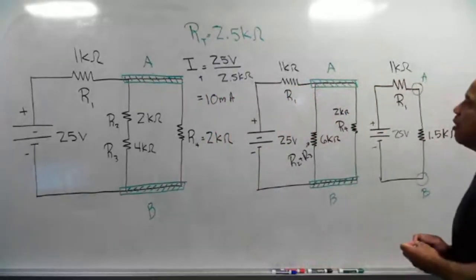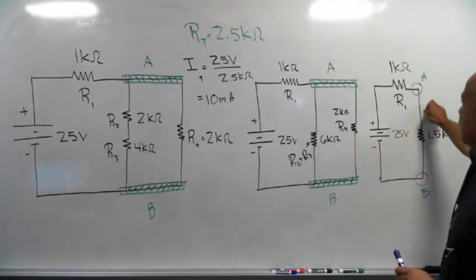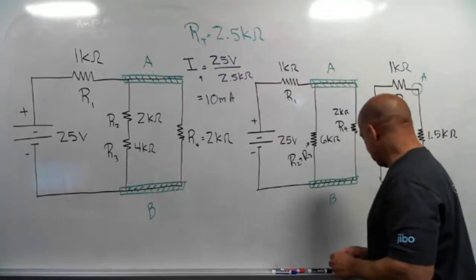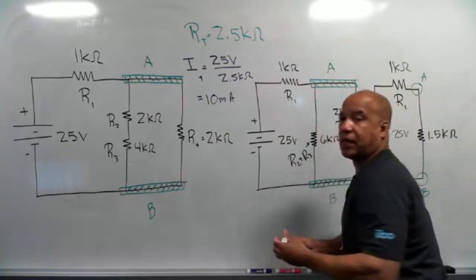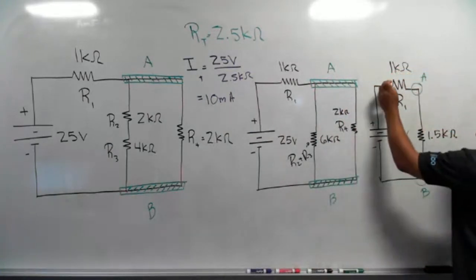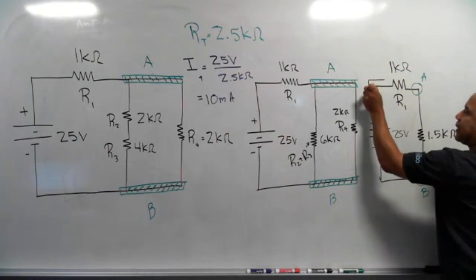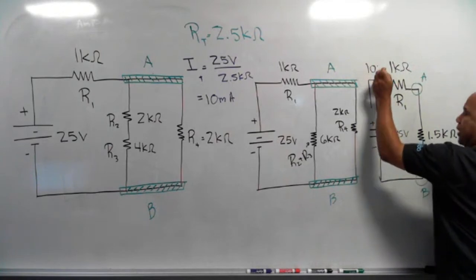10 milliamps. So what I'm going to do is use another color. I use green for my nodes. I'll use the blue. We'll see how well the blue shows up. We'll use blue for current. And in this circuit, I'm going to show 10 milliamps coming out of the battery. 10 milliamps.